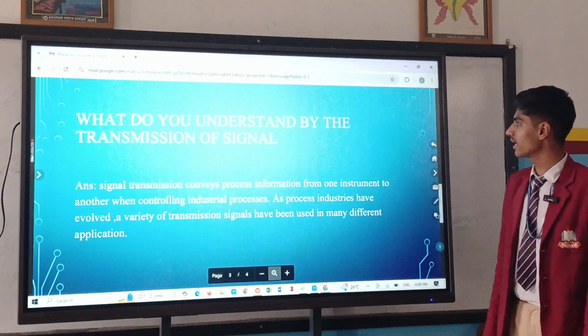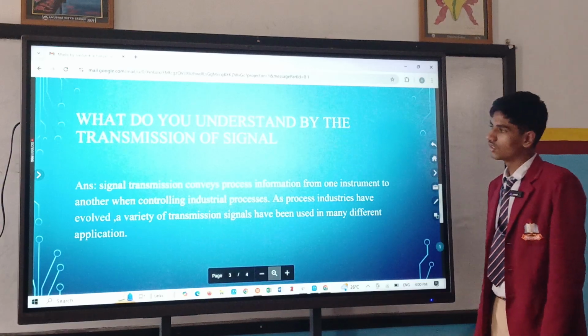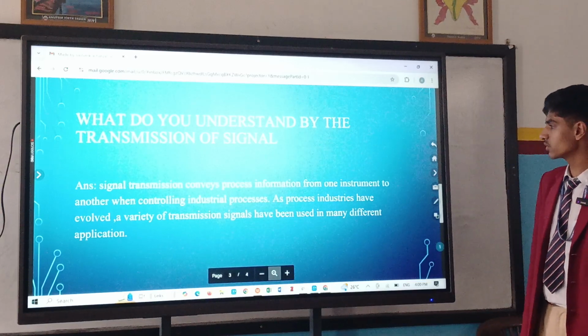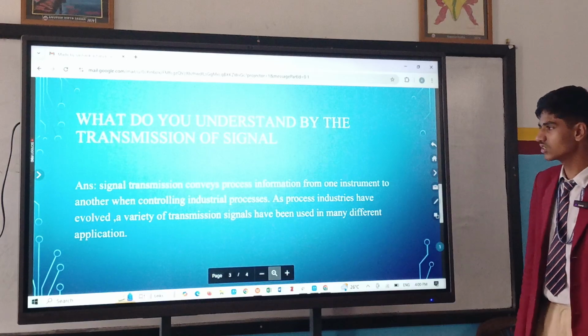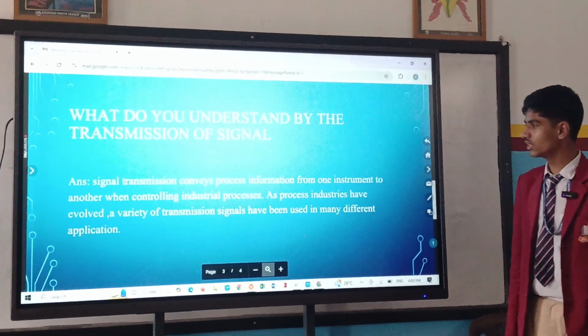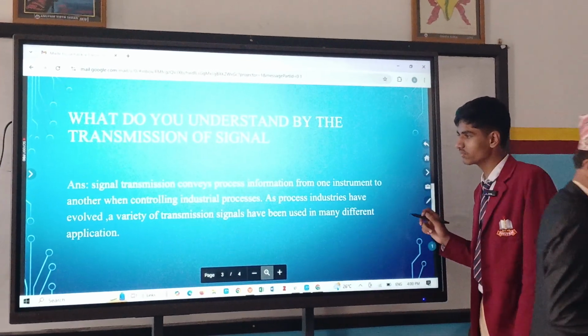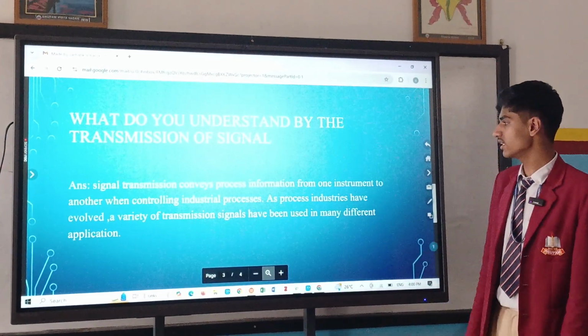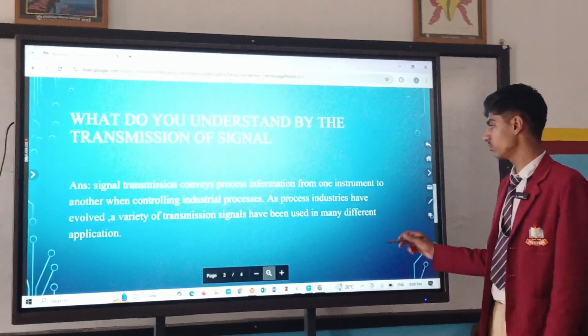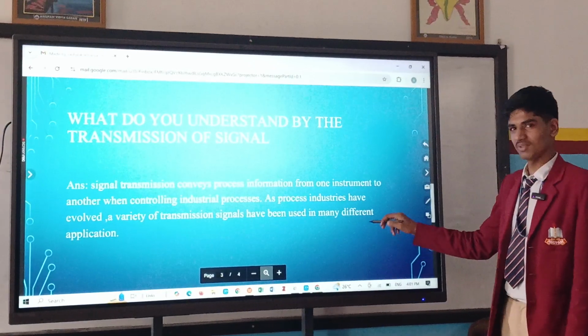What do you understand by the transmission of signals? Signal transmission conveys processed information from one instrument to another when controlling industrial processes. As process industries have evolved, a variety of transmission signals have been used in many different applications.